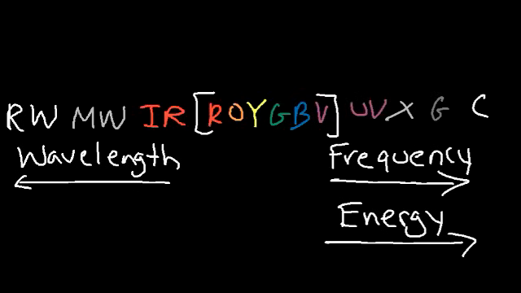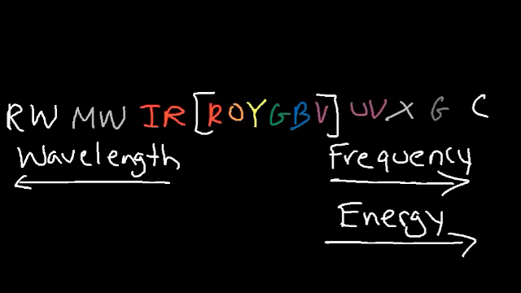Now which one has less energy? Microwaves or green light? So energy decreases to the left, so microwaves have less energy than green light. And which one has a shorter wavelength? Infrared or ultraviolet radiation? The shorter wavelength is the one that's on the right side, so ultraviolet radiation has a shorter wavelength.